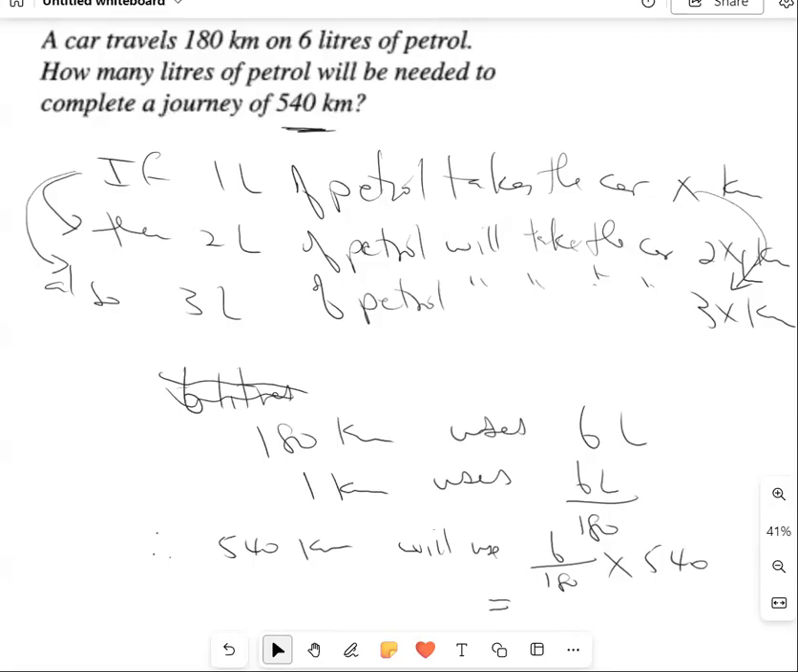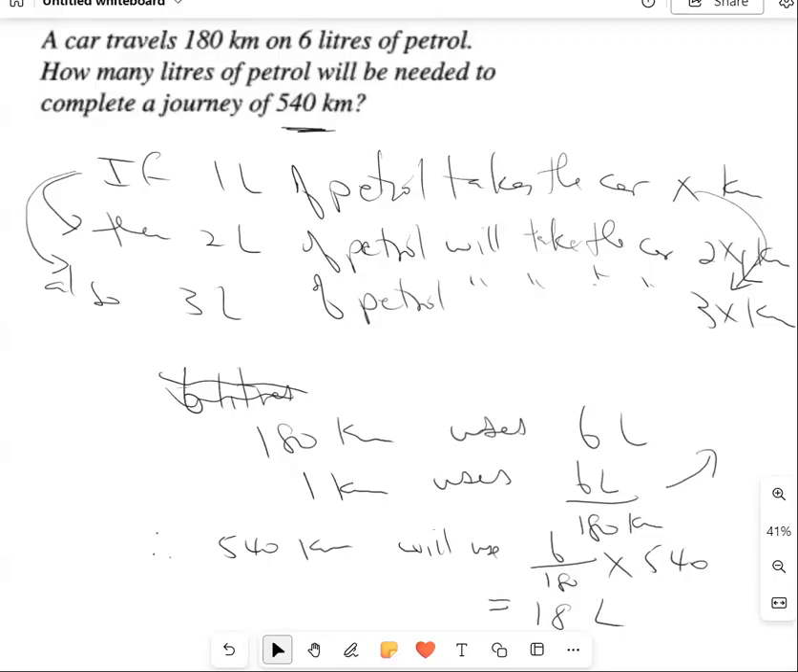Right, 18. 18 liters, right? Yes. As a matter of fact, this quantity here, 6 liters over the 180 km, will actually tell you how many liters per km this car is operating under, right? So therefore, 18 liters of petrol will take us the 540 km.